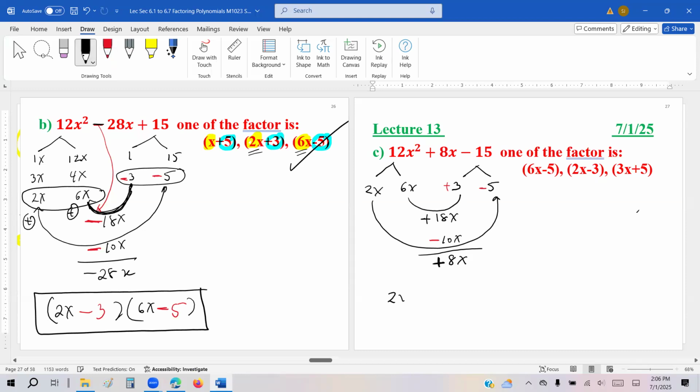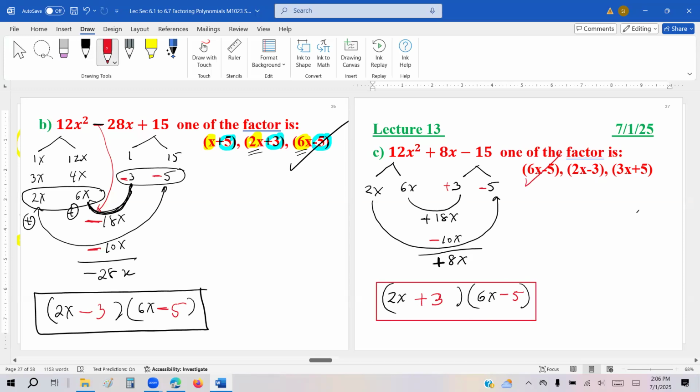Then we pair them, 2x and 6x. We multiply 2x with negative 5. So can you put them together inside one box? Yeah. So negative 5 has to be here. That means plus 3 has to be next to 2x. So which one is the correct choice? 6x minus 5. Easy, right?